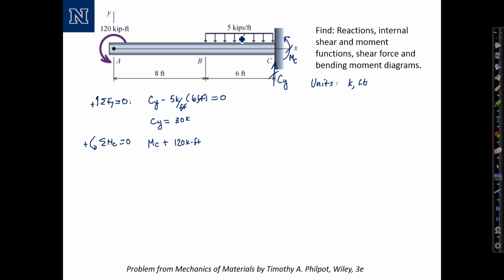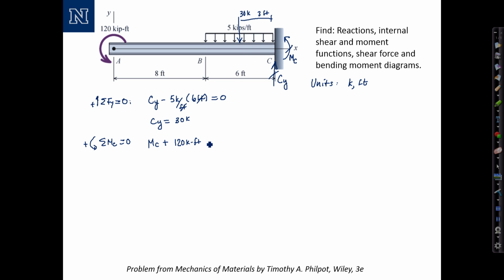And finally we have the moment due to the distributed load. Now you may have been taught to replace the distributed load by a resultant force of 30 kips in the center and with an effective lever arm of 3 feet. This is okay, but it's important to be careful when you do this. Recognize it is actually a distributed load and not a concentrated load, because you can get in trouble when you're drawing shear and bending moment diagrams if you replace the distributed load by a concentrated load.